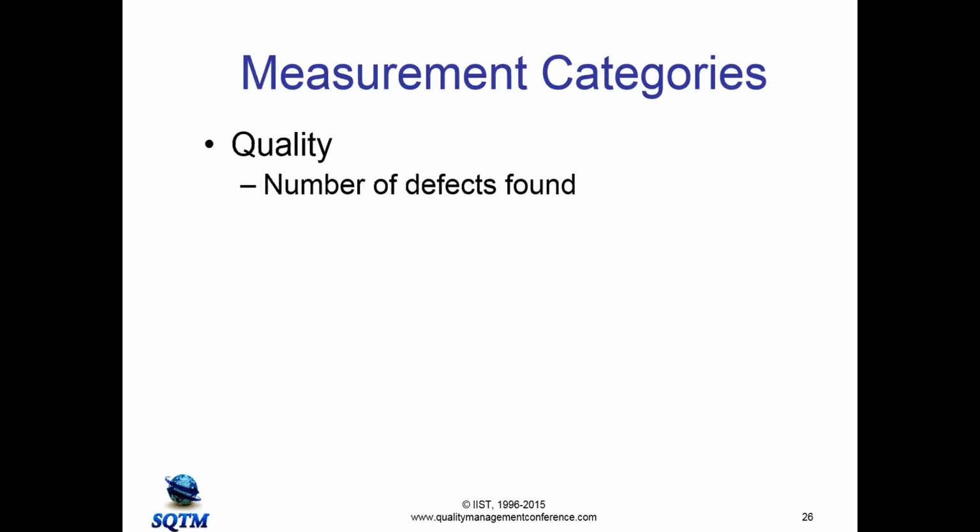Quality, the number of defects found. Well, that as a raw number doesn't do much. So you've got to change it into a metric. Mean time between failure. In other words, how long are we having to test between finding defects? So if it's taking us a long time to find a defect, maybe we're wasting our money. We need to look at it.